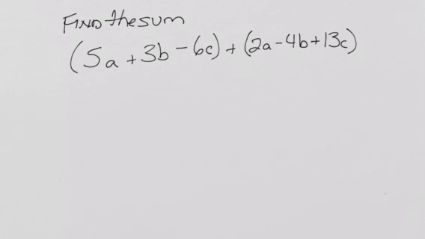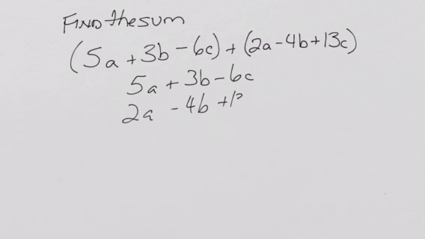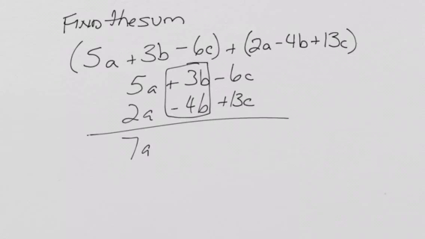We'll find the sum of these. I'm going to show you a trick on this one. If you line them up by their letters, it makes it much easier to do. So here we would have 7a. Here we've got a -4 and a +3. Well, that's going to be, you could do, I guess, two different ways. Let's go ahead and just do -1b. And then here we have -6c plus 13c. Well, that's going to be +7c, because 13 minus 6 is 7.